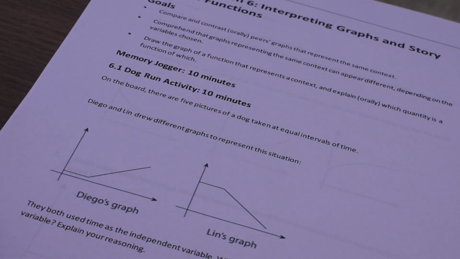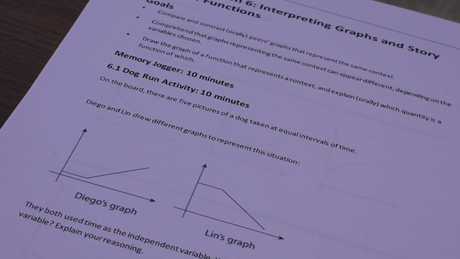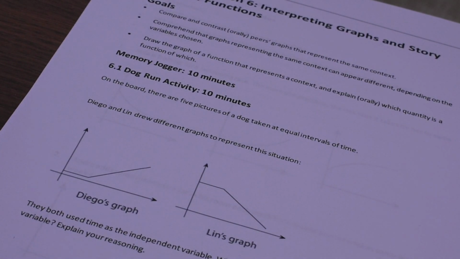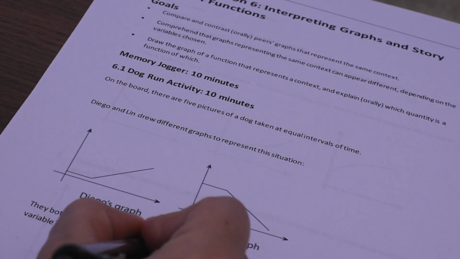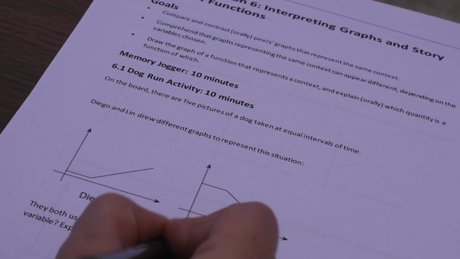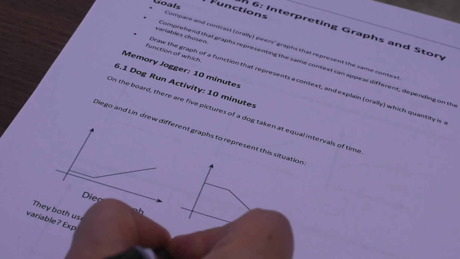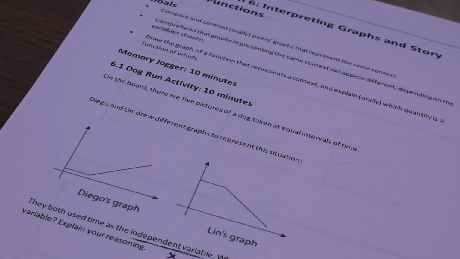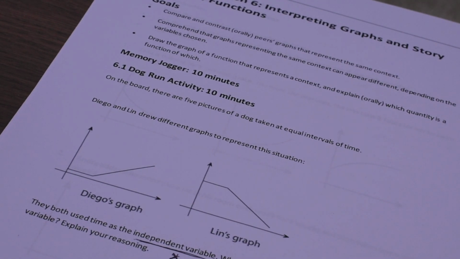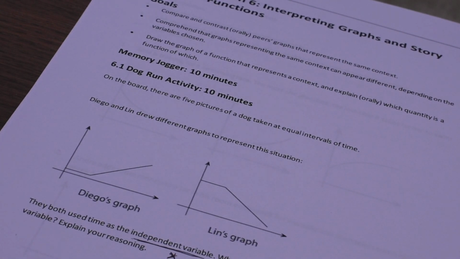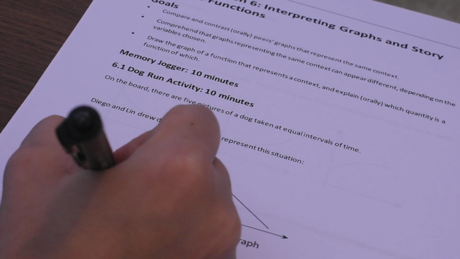So we have 2 people, Diego and Lynn, and they drew different graphs to represent the situation. So that's Diego's and that's Lynn's. They both use time as the independent variable. Remember, the independent variable is X. That goes on the X axis, right? What do you think each one used for the dependent variable? Explain your reasoning.